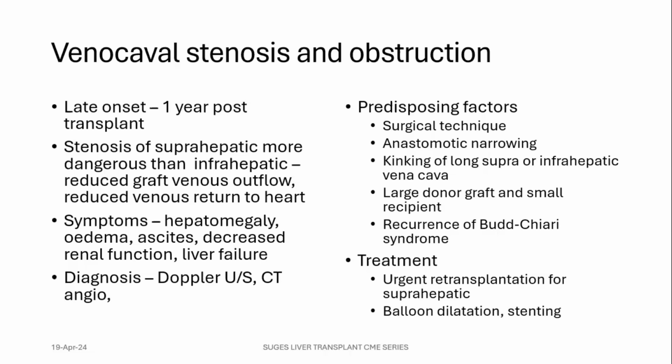Then if you have a patient who has Budd-Chiari syndrome and they get recurrence of the Budd-Chiari syndrome, they end up getting stenosis of the vena cava. It is again diagnosed by a Doppler ultrasound scan and CT angiography. The treatment is urgent retransplantation, especially for the suprahepatic stenosis, because of the problems it causes that I've already mentioned. Then for infrahepatic and even retrohepatic obstruction or stenosis, you can do balloon dilatation and stenting.